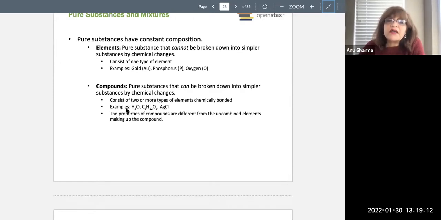But water is made up of only one type of molecules, H2O. Sugar is made up of only one type of molecules, C6H12O6. Silver chloride is made up of only one type of molecules, AgCl.